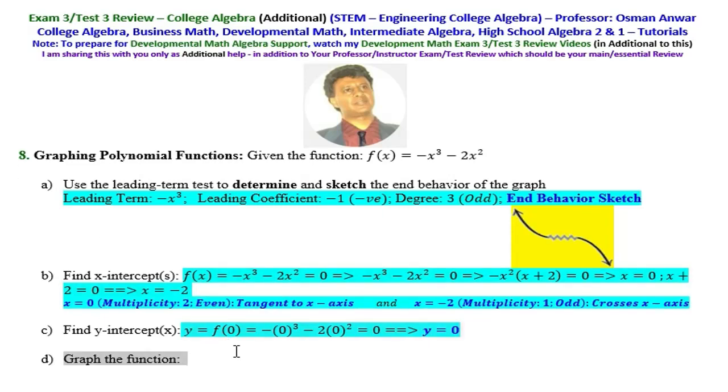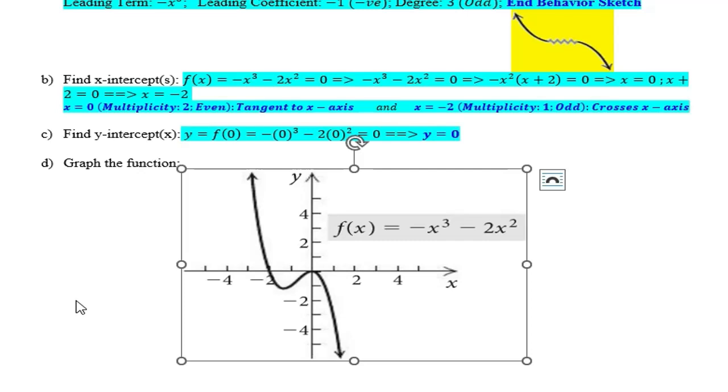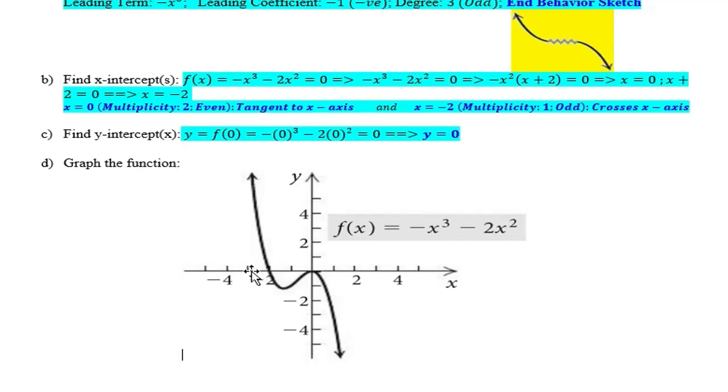Then graph the function. Here is the function. It decreases from left to right. Then it intercepts x at minus 2 and it's tangent at x equals 0. So it decreases from left to right, it crosses the x-axis, it goes down and it comes back. This time at 0 it doesn't cross the x-axis, it bounces back, which is tangent to the x-axis. And the y-intercept is of course 0.